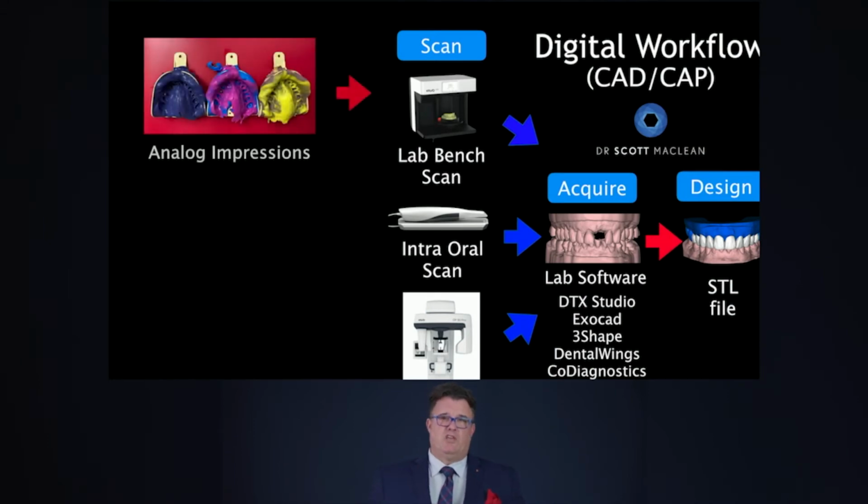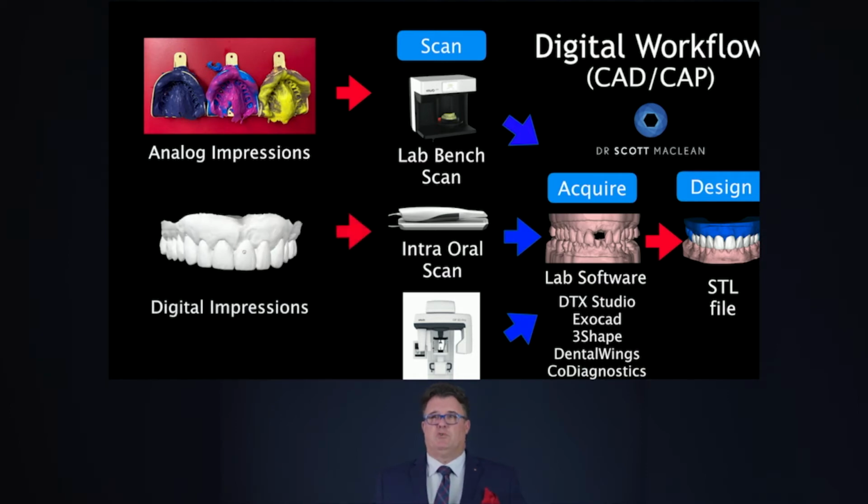You can still take your analog impressions, whatever type you want, and move them into a lab bench scanner. Some of the lab bench scanners will actually scan the impression, or you may have to pour up the model and scan the cast, but it'll still go in and become digital right away. Or number two, your digital impression is going to be an STL file. This STL file looks like a surface file, and you're taking this with your intraoral scanner, and you bring that into the software as we discussed earlier.